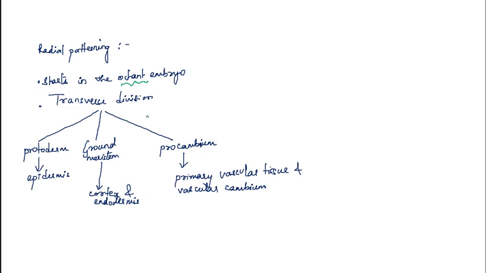What are they? Protoderm, which is the outermost. The middle will be the ground meristem, and the procambium, which is the innermost. The protoderm will form the outer protective epidermis, the middle ground meristem will form the cortex and endodermis, and the procambium will form the vascular cambium and the primary vascular tissue. Vascular tissue is the xylem and phloem. Next, we come to the discussion of dicot embryo and monocot embryo.